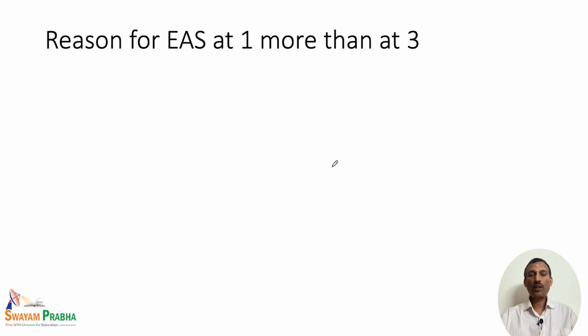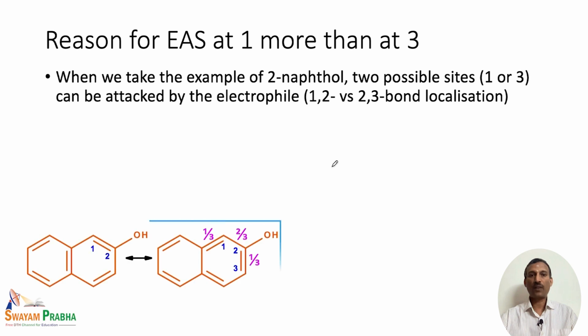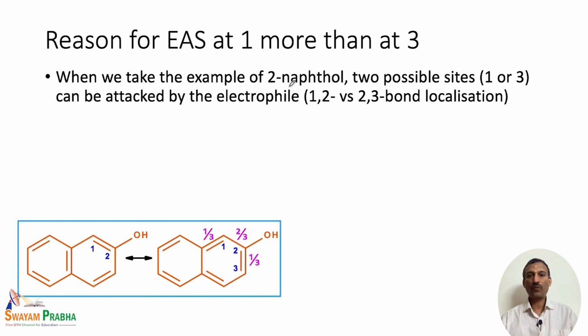And we also have other examples. Say, for example, when we take the case of 2-naphthol, the 2-naphthol can be attacked at position number 1 as well as at position number 3. So these are the two places as shown here, 1, 2, 3. Between these three positions, position number 1 and position number 3 both can be attacked by the electrophile in the 2-naphthol system.